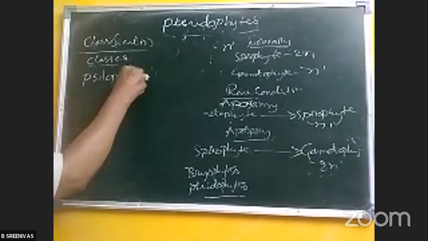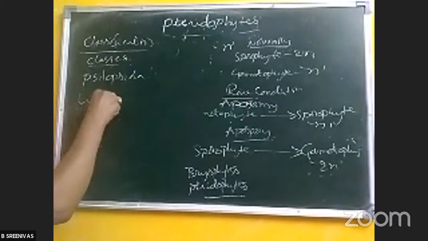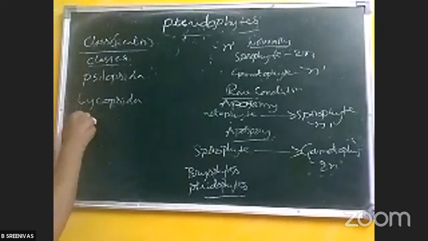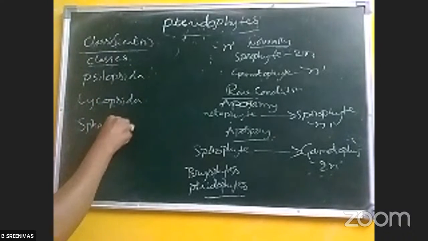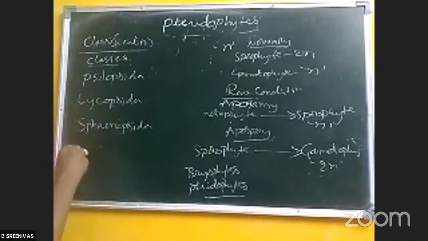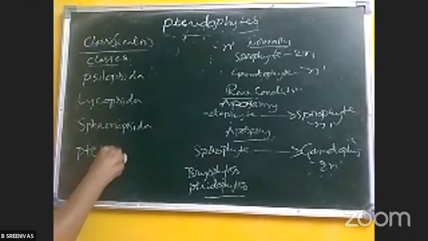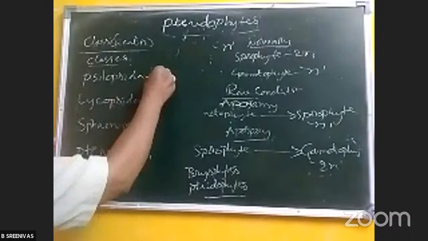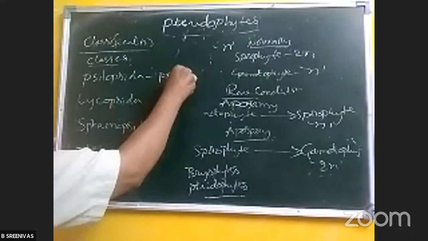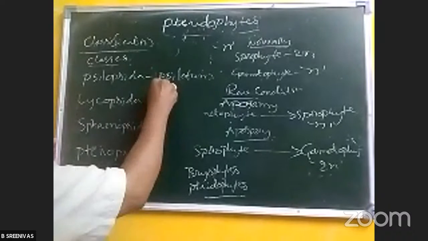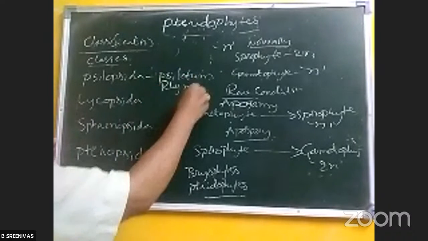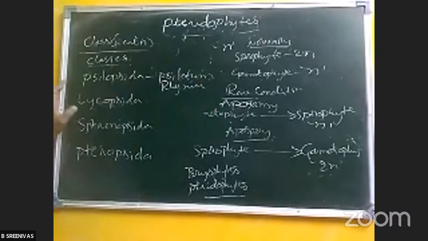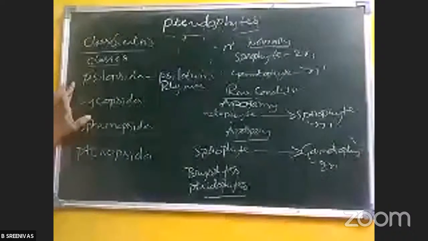Psilopsida, Lycopsida, Sphenopsida, and Pteropsida. In the Psilopsida, examples are Psilotum and Rhynia. Sometimes they will ask what are the examples for Psilopsida class. Okay, Psilotum and Rhynia.